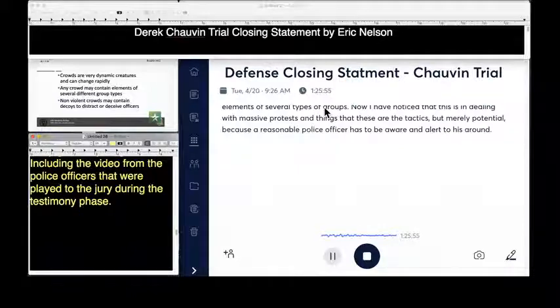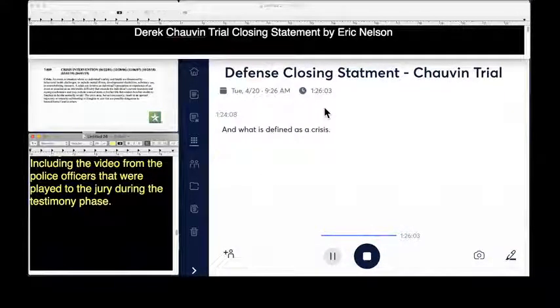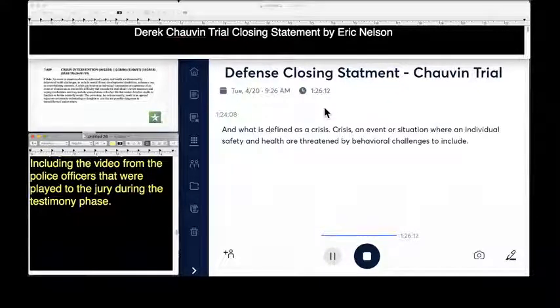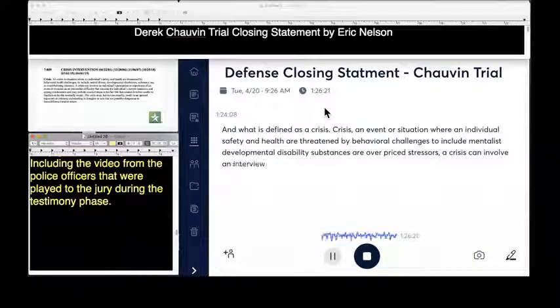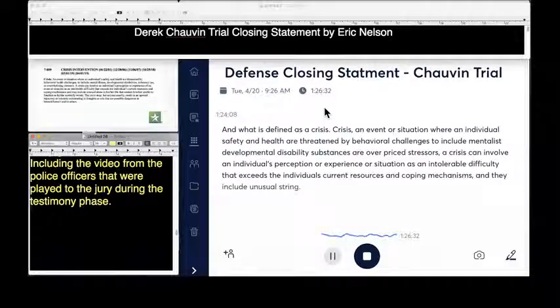A reasonable police officer will consider his department's policies on crisis. And what is defined as a crisis? Crisis: an event or situation where an individual's safety and health are threatened by behavioral challenges to include mental illness, developmental disabilities, substance abuse, or overwhelming stressors. A crisis can involve an individual's perception or experience of an event or situation as an intolerable difficulty that exceeds the individual's current resources and coping mechanisms, and may include unusual stress in his or her life that renders him or her unable to function as he or she normally would.